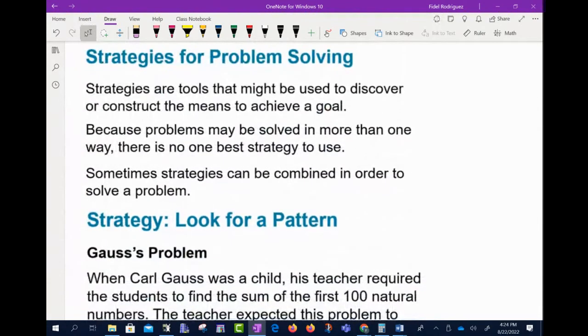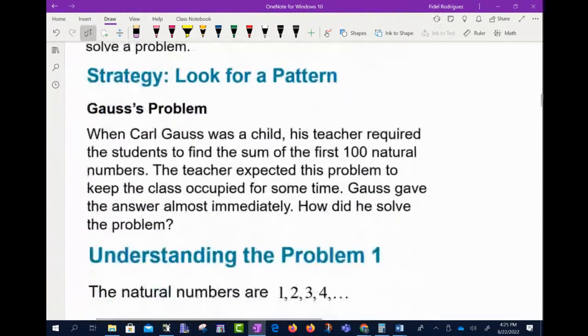Okay, so strategies for problem solving. Strategies are tools that might be used to discover or construct the means to achieve a goal. Because problems may be solved in more than one way, there is no one best strategy to use. Sometimes strategies can be combined in order to solve a problem. All right, so here's the first problem here, y'all.